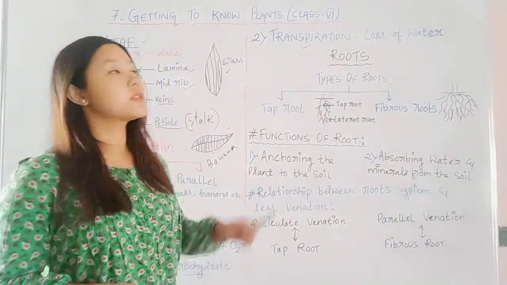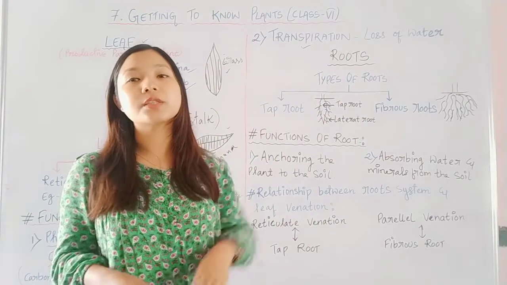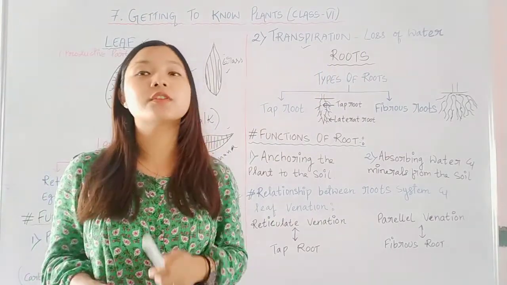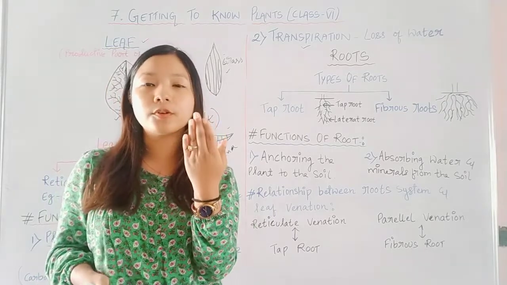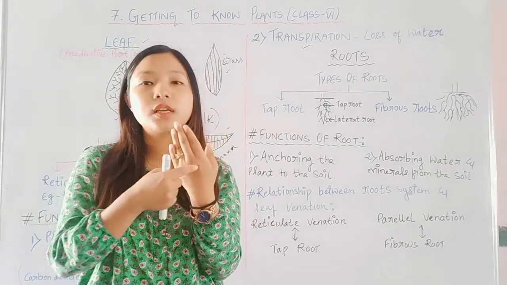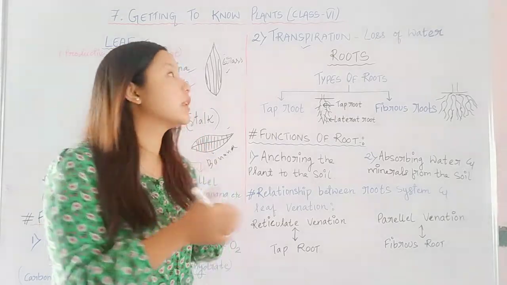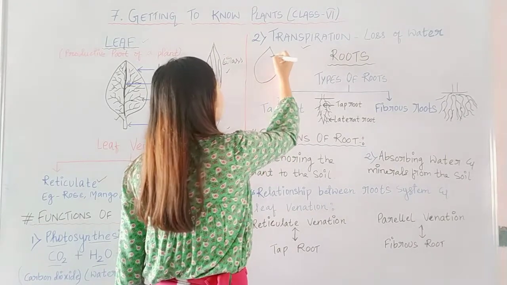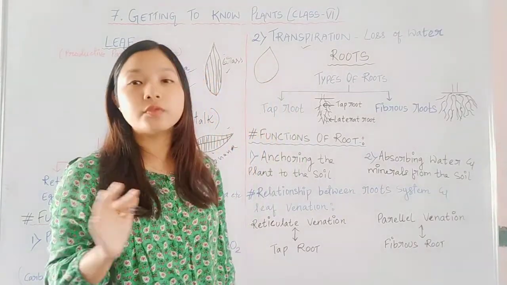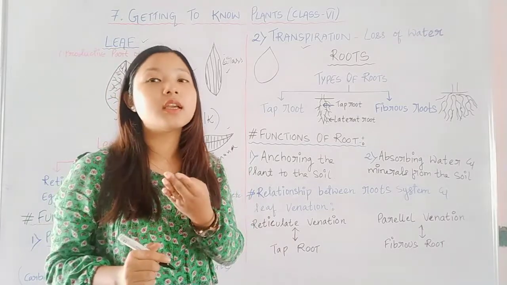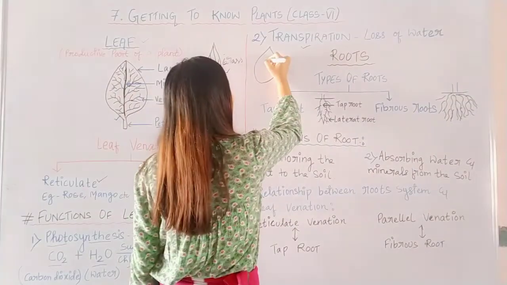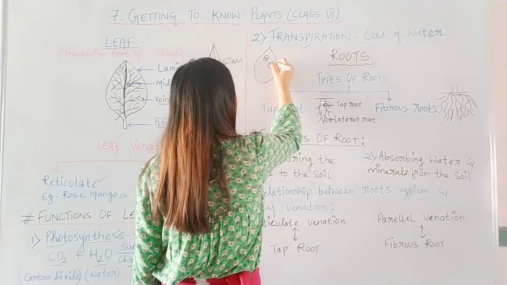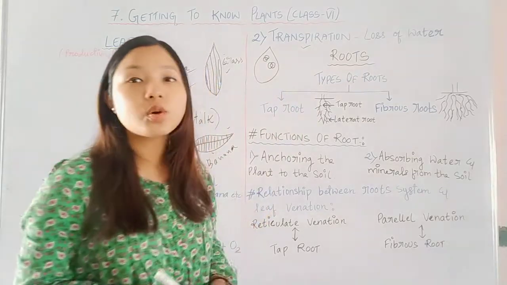Next function of the leaves is the process of transpiration. Transpiration is nothing but loss of water from where? From the leaves of a plant. If this is a leaf of a plant, there will be some small openings, very minute, which will not be visible to your naked eye; you have to see them with the help of a microscope. Some minute openings known as stomata.